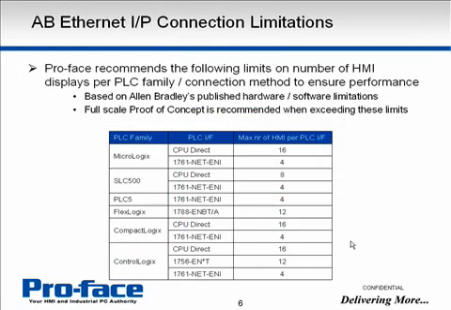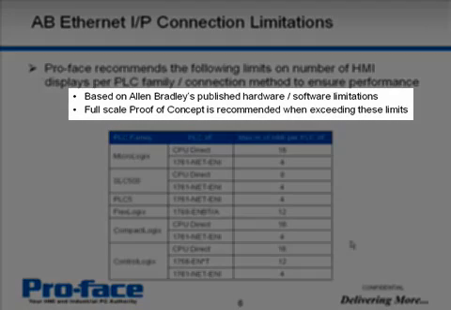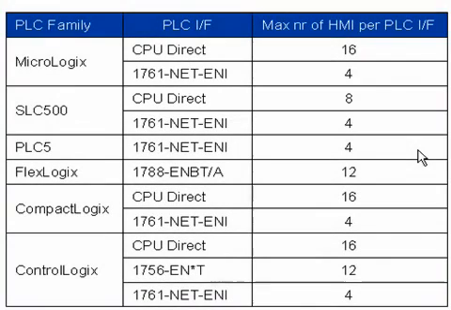When we're making connections to Ethernet IP, Allen Bradley has some recommendations about the maximum number of connections. From a GP Pro EX point of view, we can make up to 16 different PLC connections from one AGP or one Proface HMI. But as you can see here, for the various families, Allen Bradley recommends a maximum number of connections which range from 4 to 16. These 4s here are all when using the 1761 Net Any, that's basically the serial to Ethernet adapter.